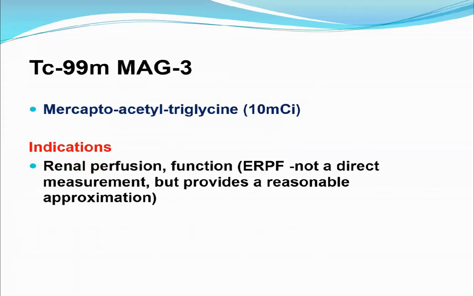However, technetium MAG3, mercaptoacetyltriglycine, the dose is 10 millicuries. Indication of technetium MAG3 is for detection of renal perfusion, renal function by calculation of effective renal plasma flow, from which GFR can be calculated by a certain equation.